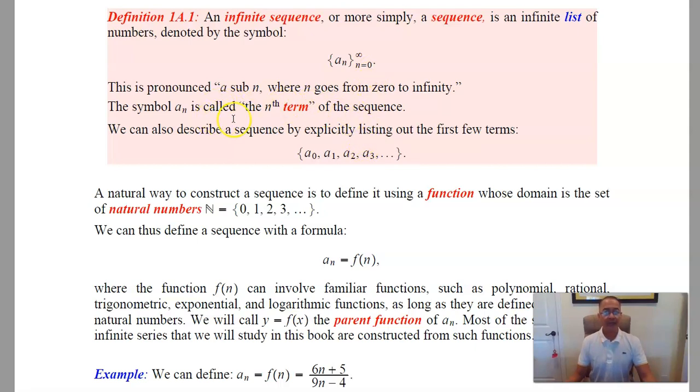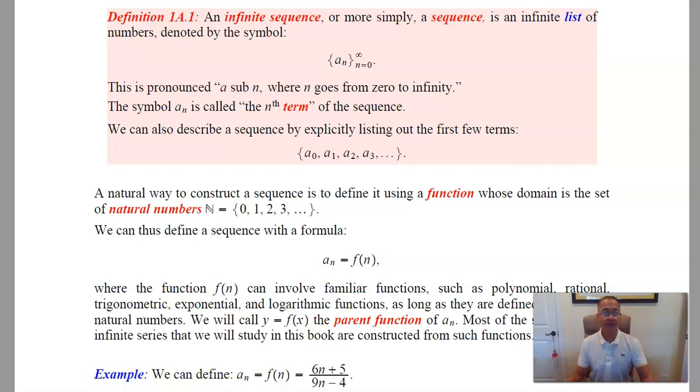So we call a sub n the nth term of our sequence. And because it's a list of numbers, we can actually explicitly list out the numbers, right? We will have a sub 0, a sub 1, a sub 2, and so on. Okay, so at the bottom, you see an example of a sequence which is defined as a function. Let's go to our workroom and I'll give you a different example.